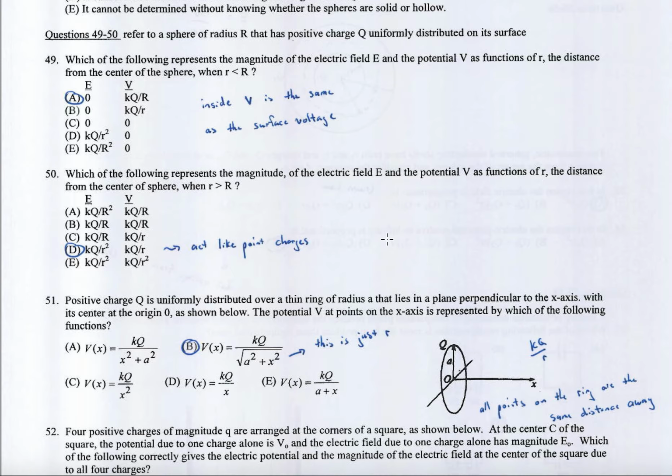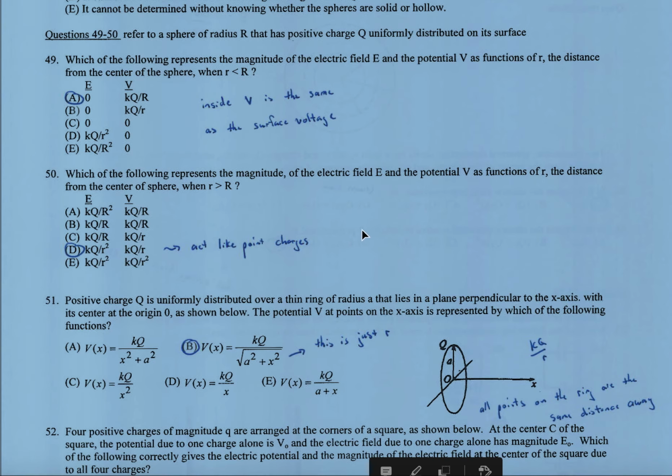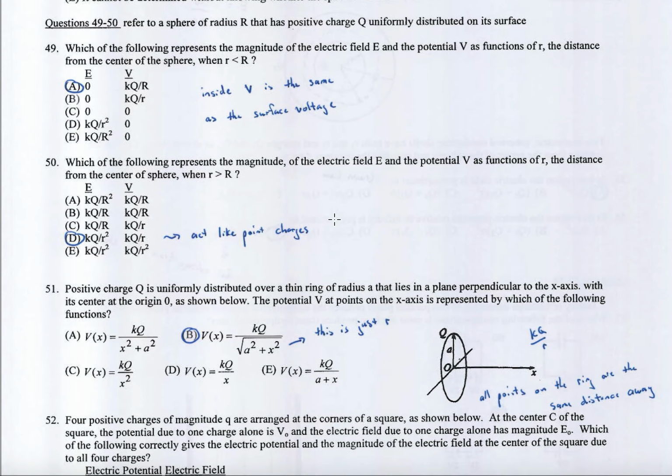Okay, I feel like these questions are pretty easy. We're looking inside the conductor, we have an electric field of 0, and we have a constant voltage, and the voltage inside is just the same as it is on the surface. And now we're outside. Well, the electric field acts like a point charge, and the voltage acts like a point charge. It's just KQ over R, right? Just like a point charge. Those should have been pretty easy. Don't overthink those.